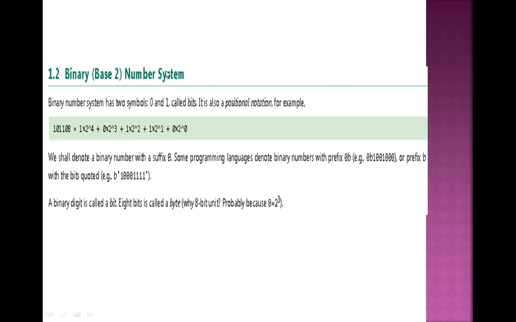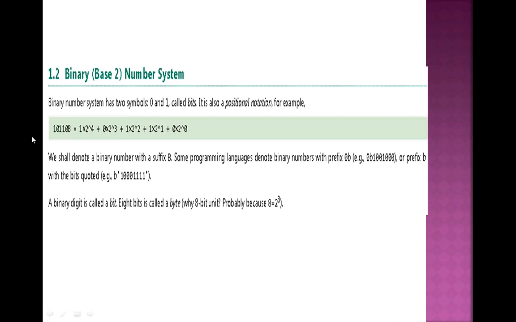Next is your binary, which has a base of 2. The binary number system has two symbols, either 0 and 1, or on and off, known as bits. It is also a positional notation. Why is it known as positional notation? Because the position is fixed. Each digit may be either 0 or 1.